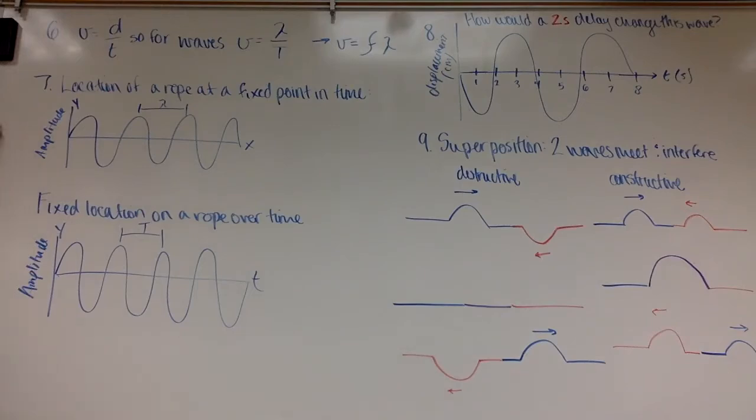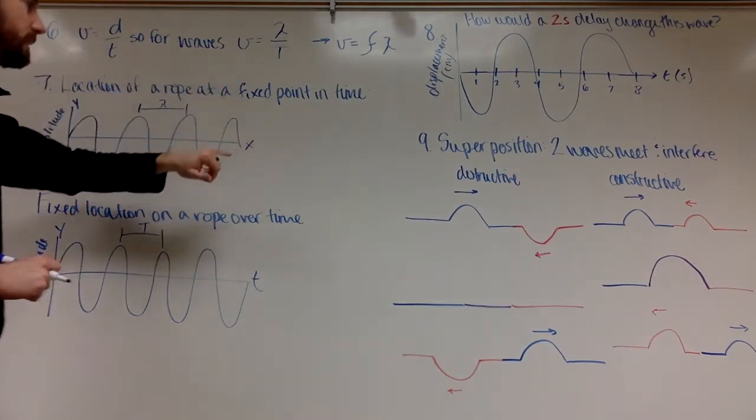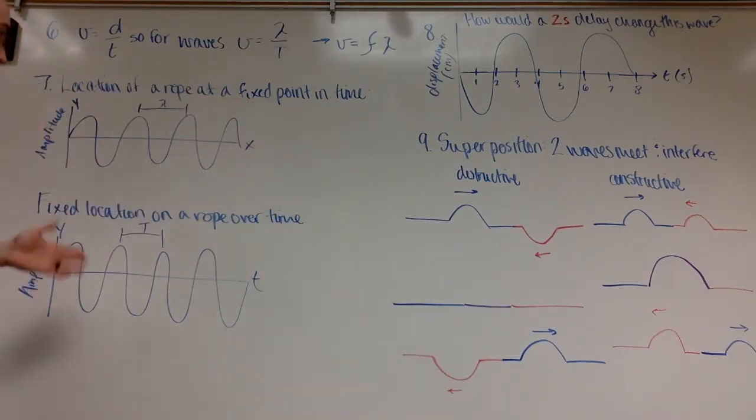Now let's look at how things are a little different for a fixed point on a rope over time versus a whole rope at a specific point in time. So this first one is the location of a rope at a fixed point in time. So this is like where all the sections of a rope are.